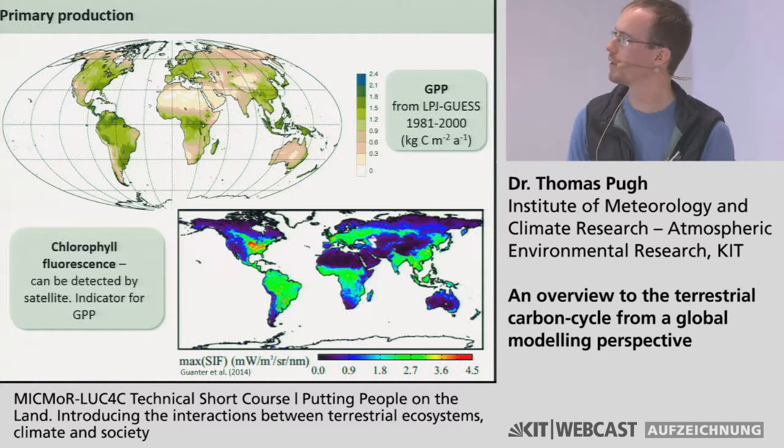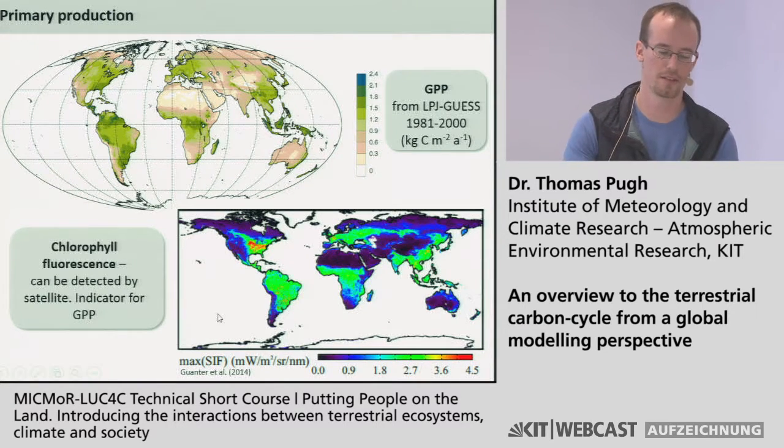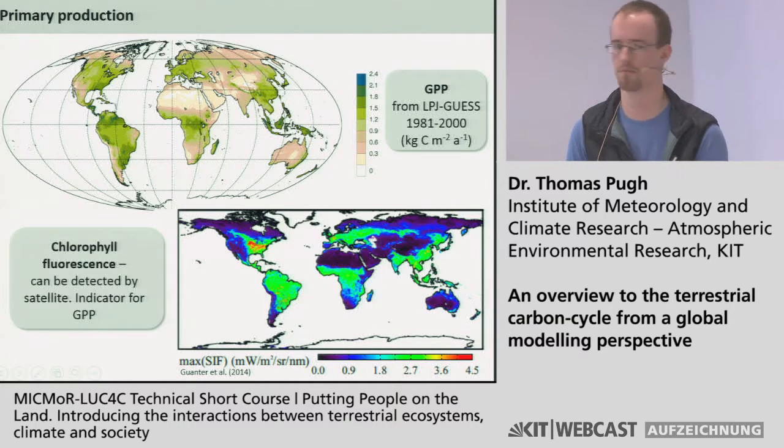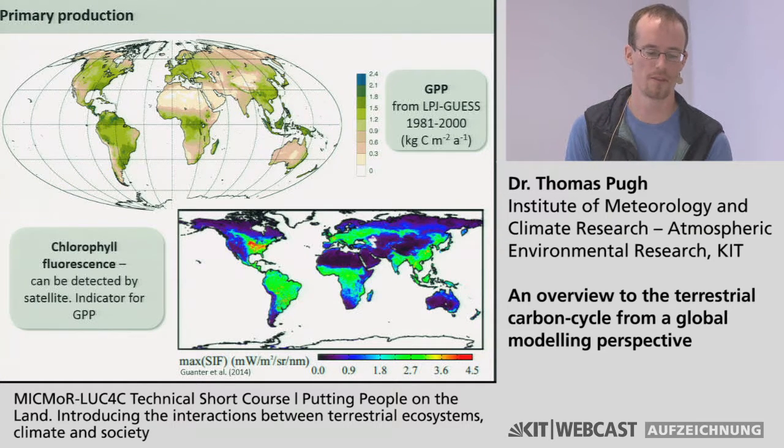So what does this look like? If we look at GPP globally, this is some output from LPJ-GUESS. It's just indicative. We have a lot of strong uptake of CO2 in the tropical rainforests. We also have a strong uptake across the northern mid-latitudes, but less so because here we have to take into account seasonal effects.